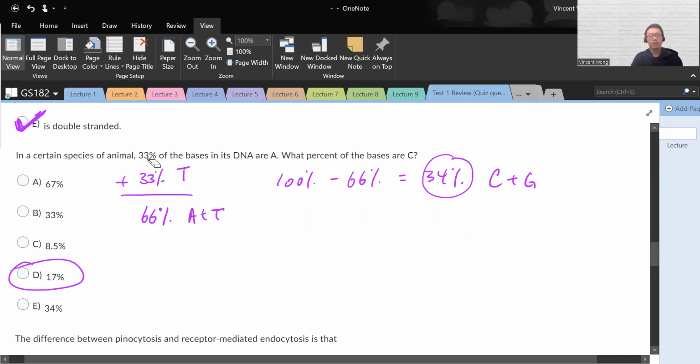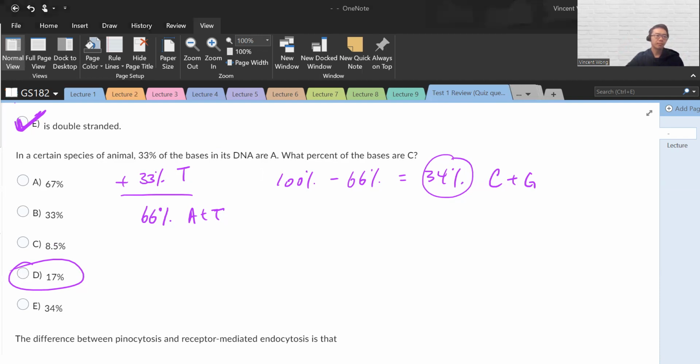So I add them up, 33% plus 33% gives me 66%. If I take the total amount of genetic material, all of it 100%, and subtract the 66, subtract the A and the T, all that remains would be the C's and the G's, right? So 34% makes up the C's and the G's. But the percent of C equals the percent of G. So I take 34, break it into two equal parts, and I get 17%. Okay.